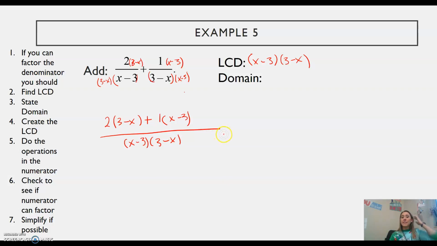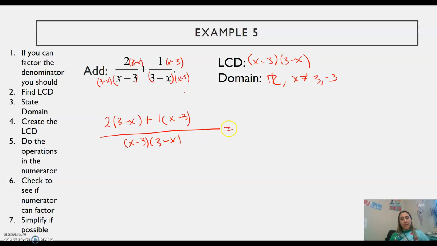Okay, so now the next step is we've created the LCD now. Oh, you know what? I totally forgot to do the domain. You guys should have caught me. We have to state the domain. So I'm going to do that from the LCD. So then I get that it's all real numbers such that x cannot equal, it looks like 3 or negative 3.